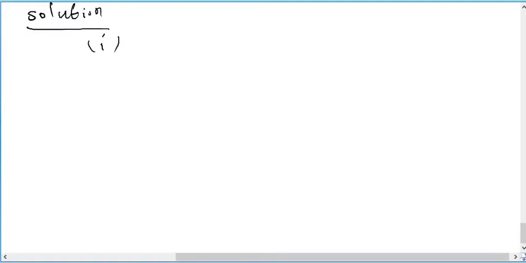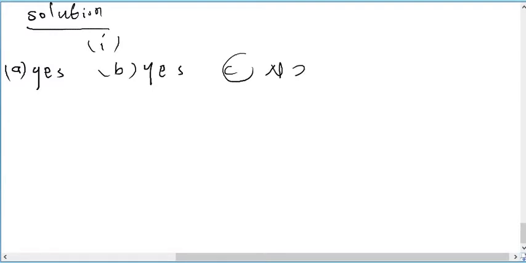So we have a closed system for these problems. Therefore, (a) can a closed system undergo work transfer? The answer is yes. (b) It can also undergo heat transfer, so the answer is yes. And (c) there will be no mass transfer in a closed system, so the answer is no.